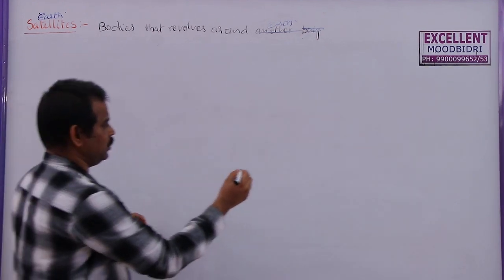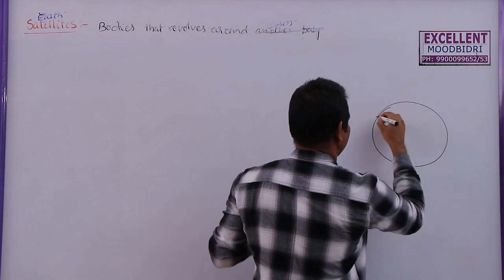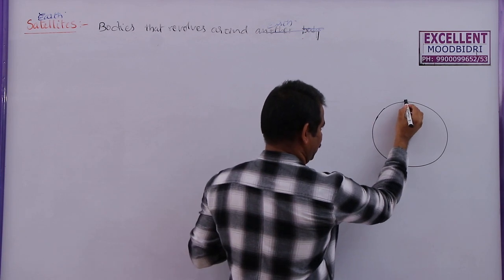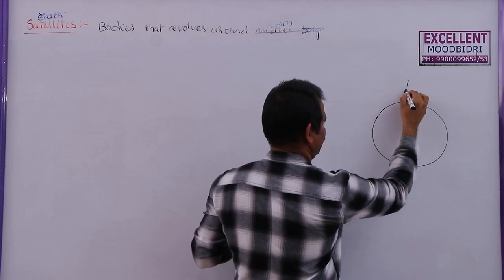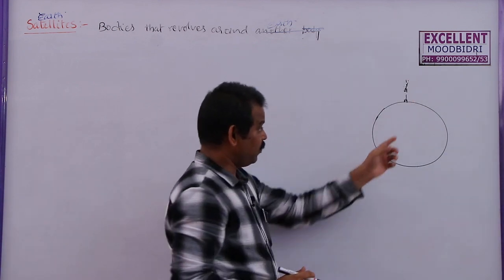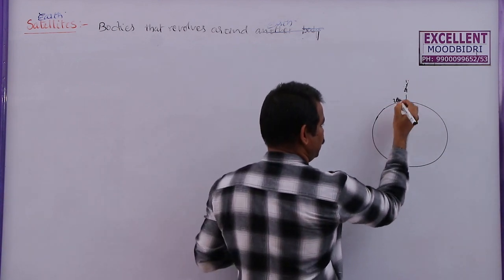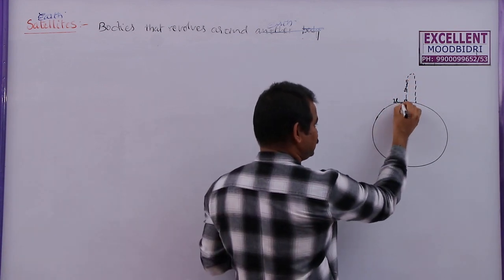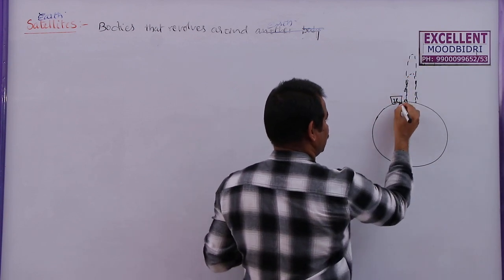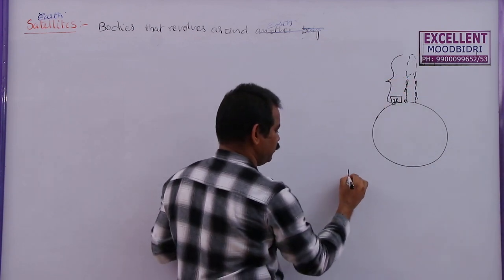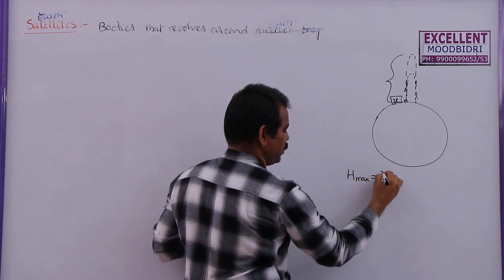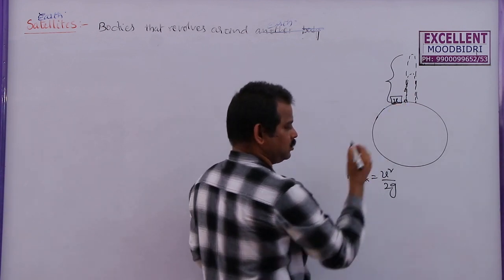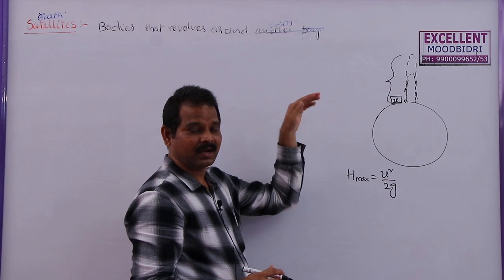If you consider our Earth here, this is our Earth. Generally, satellites will be projected from launching pads with the help of rockets, so they will be projected upwards. When the velocity given is very small, u, the satellite will go up, come back and reach the Earth. If the velocity increases, then the height reached by the satellite will be more. Why? Because we know the formula for maximum height: maximum height is equal to u square by 2g. So whenever you increase this initial velocity, the maximum height reached by the satellite will be more.